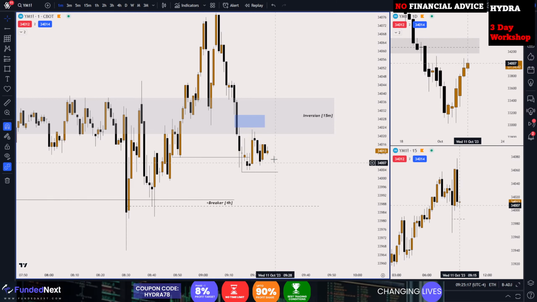We have these relative equal lows. Let's see what price does here, folks. I want to see these relative equal lows getting taken out.